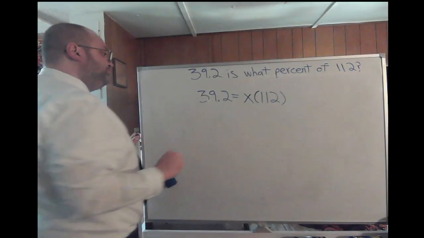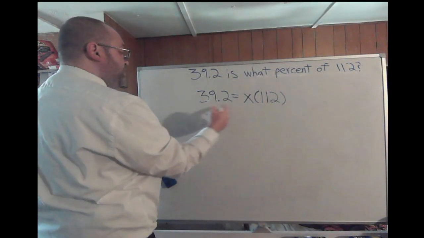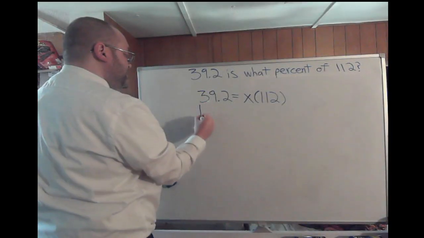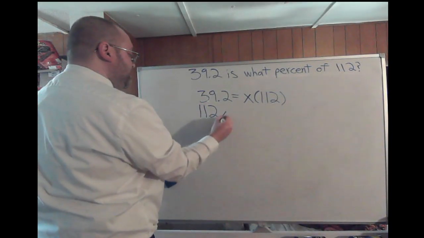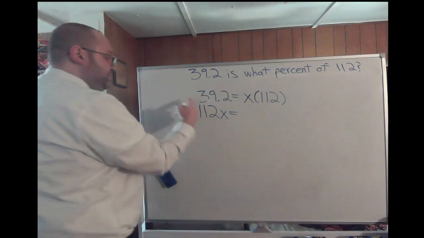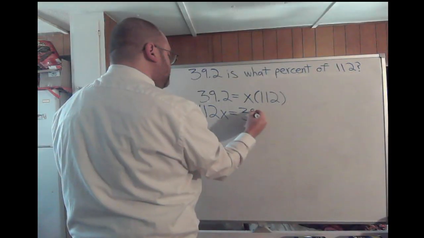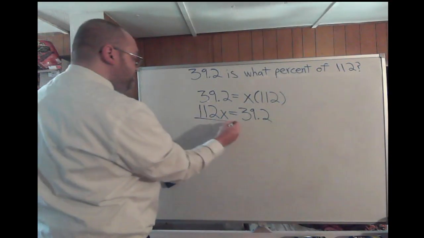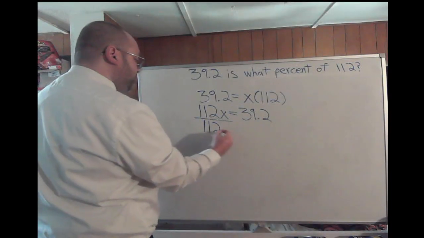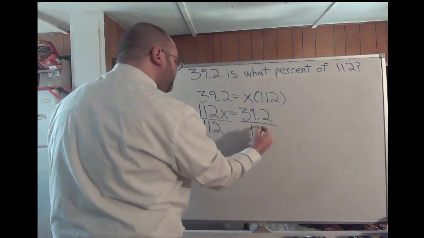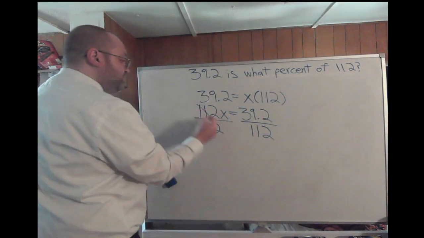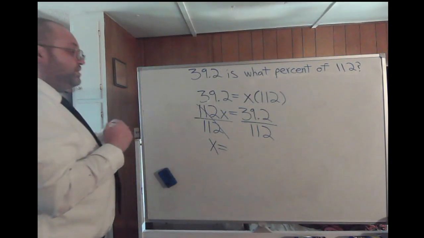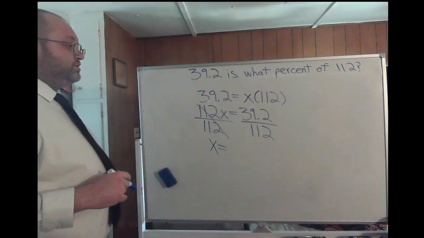All right, so now we have 112 times x on the right hand side, that's just 112x. I'm going to move it over to the left side. You'll get 112x is equal to 39.2. Well, we want to get just x, so we got to divide both sides by 112. Left side, 112 cancels out. You're left with x. That's equal to 39.2 divided by 112.